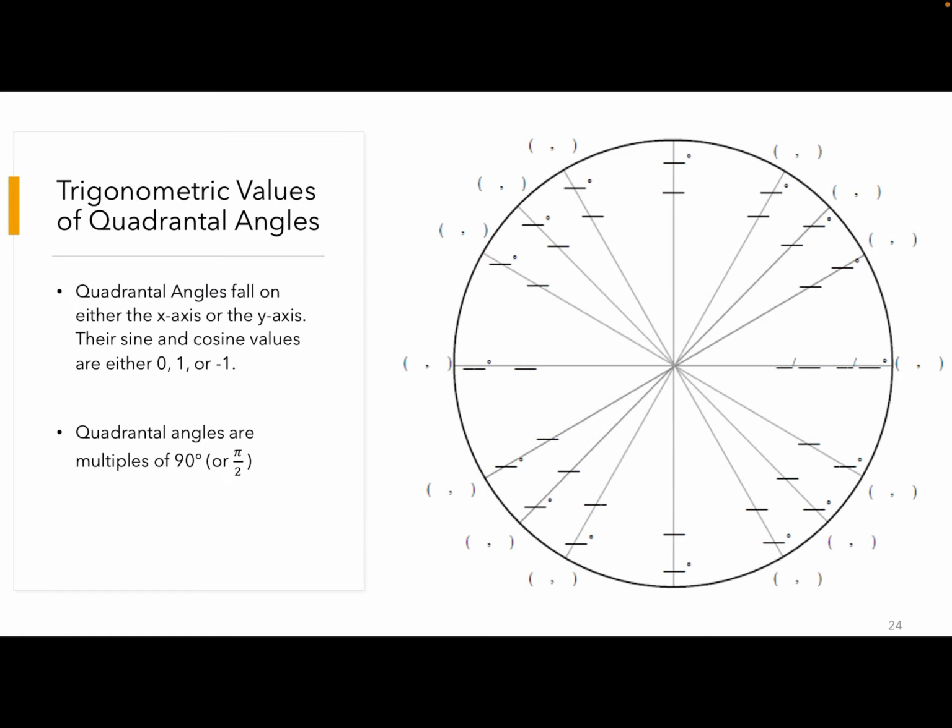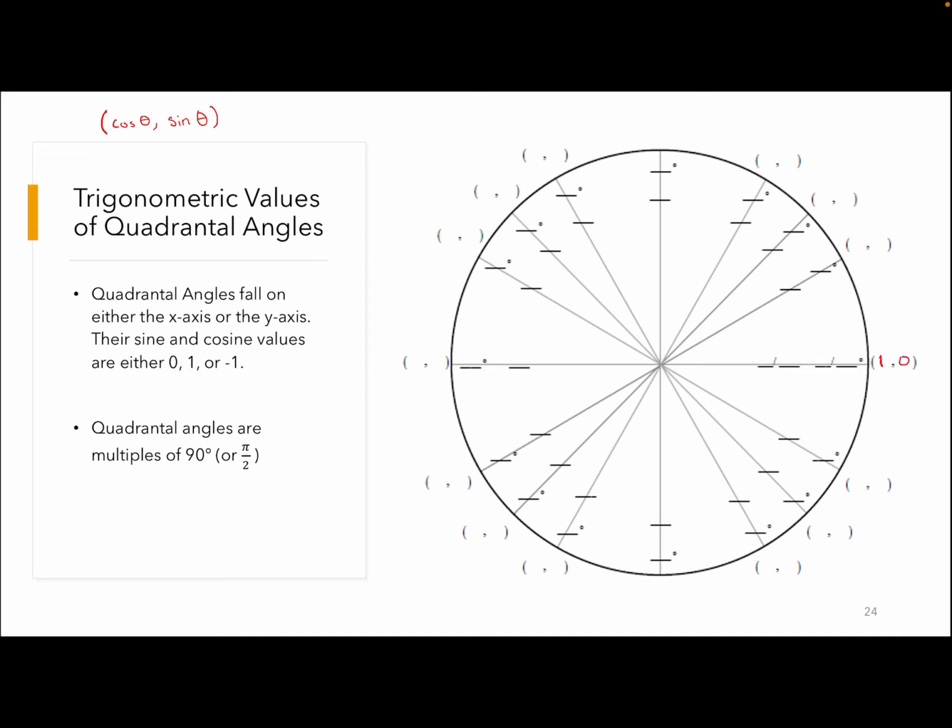Remember, for a point on the unit circle, let me zoom out, cosine theta, which is the x value, comes first, and then we have the sine of that value. So for the point (1, 0), the x coordinate is 1 and the y coordinate is 0. So cosine is 1, sine is 0. This angle is either 0 degrees or 360 degrees, depending on where you are on the unit circle. And in radians, that's just 0.